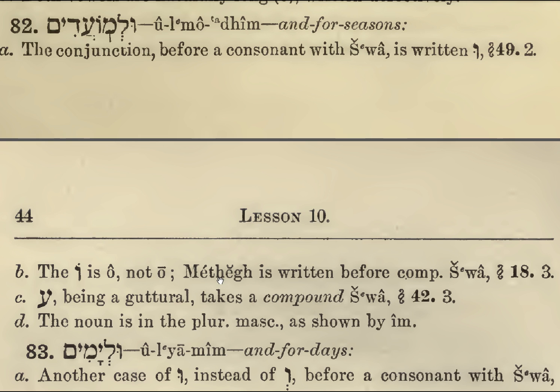And the meteg is written before the composite schwa here, in front. Ngayin, because it's guttural, doesn't take a simple schwa but a compound schwa, slightly strengthening its force. And the noun is masculine plural, shown by the ending im, which is generally the ending for masculine plurals.